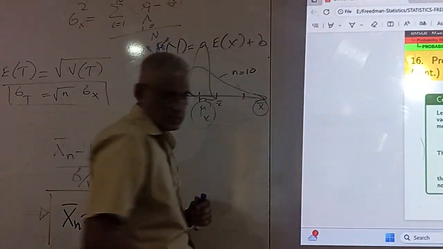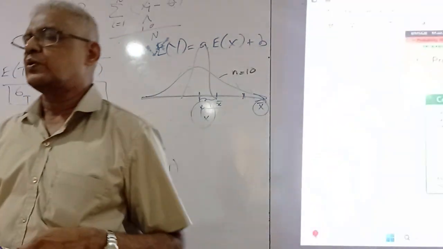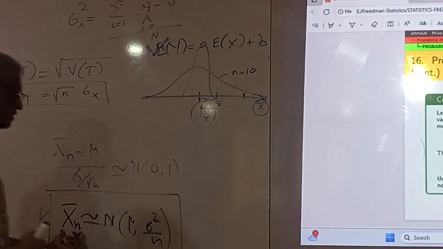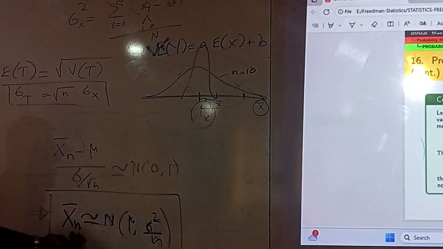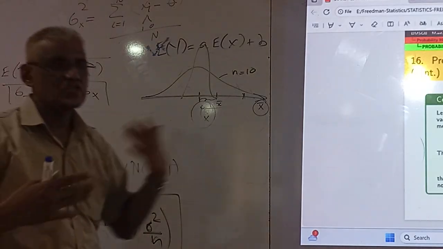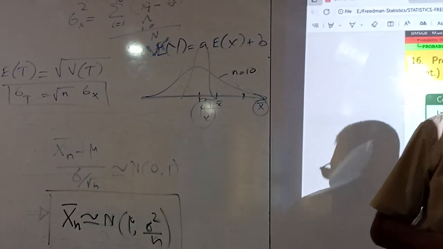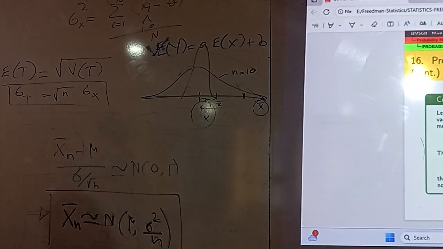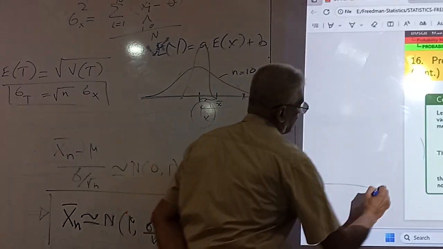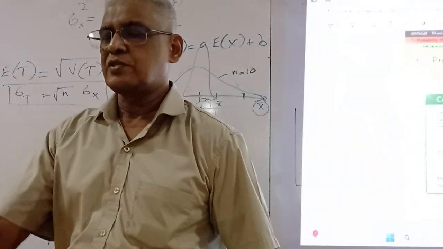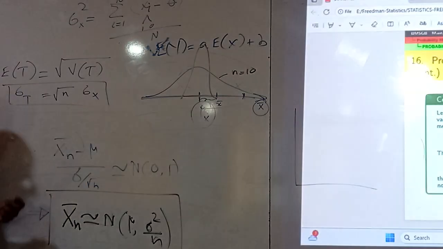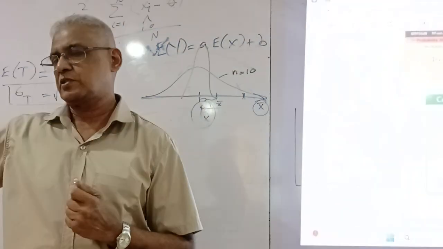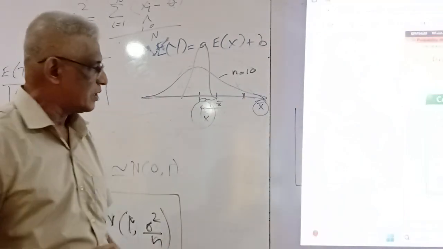Now, at the end of the last class, we were talking about how large this n should be for us to assume that x bar is normally distributed. Generally, we say if n is sufficiently large, x bar n will be approximately normal. But how much is sufficiently large depends on the shape of the original distribution, the shape of the distribution of your x's population.